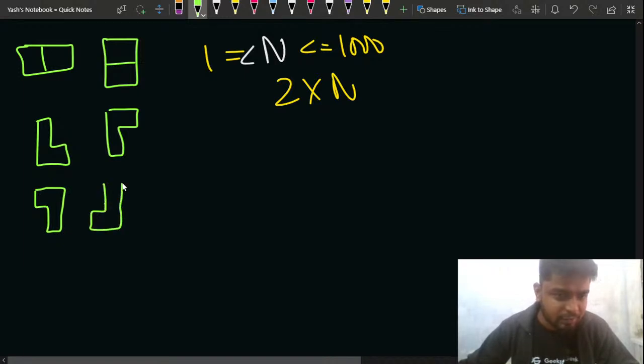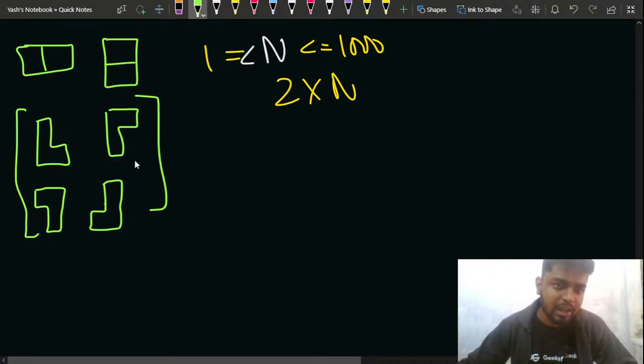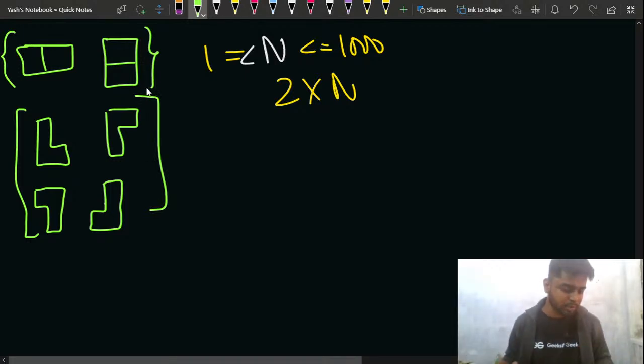Right, these are the 4 possibilities for this particular shape. These are the 4 possibilities for it. And for this shape, for the domino there are two possibilities, two types of direction, and for the tromino there are these types of direction.